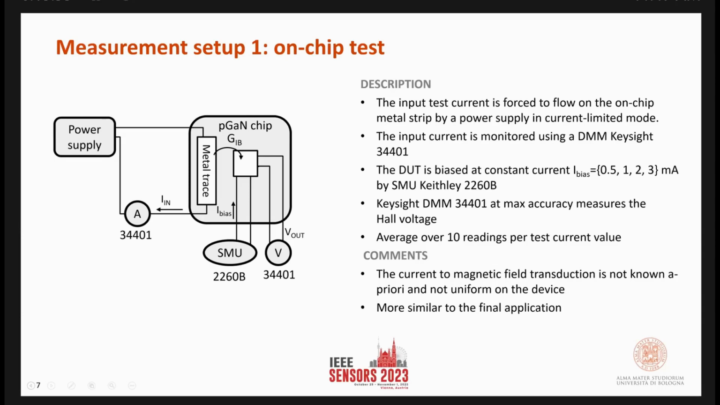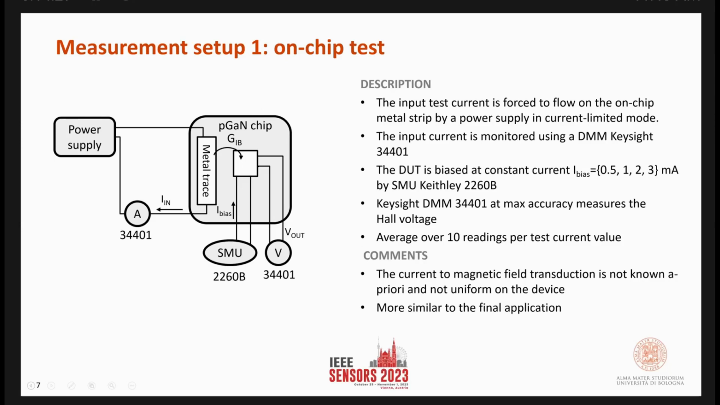The sensor is biased using an SMU at constant current, so we force the current and monitor the voltage, and then we measure the output voltage using another DMM. Since the output voltage is very low, we average over 10 readings for each current that we apply. The advantage of this setup is that it is very close to the final application.